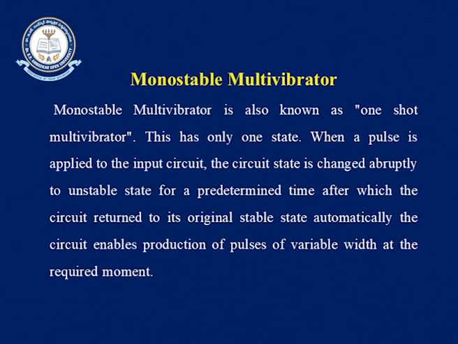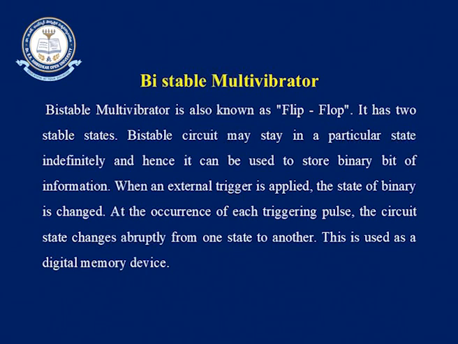The other one is the monostable multivibrator, also known as the one shot multivibrator. It has only one stable state. On an input, the circuit state changes abruptly to the unstable state, and the circuit then returns to its original stable state automatically, producing pulses of various widths as required.